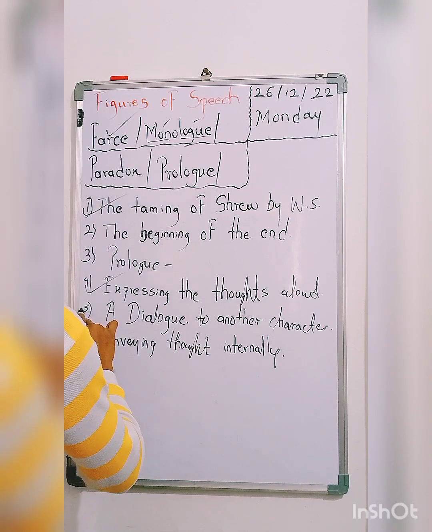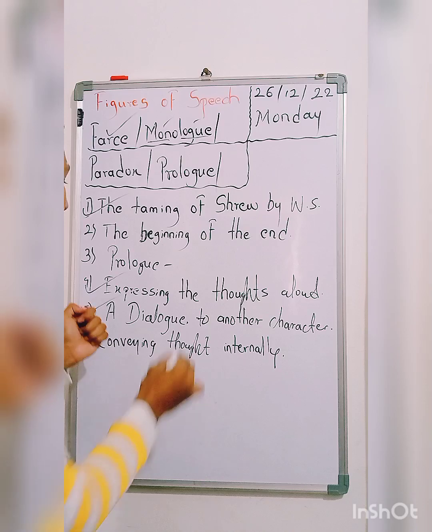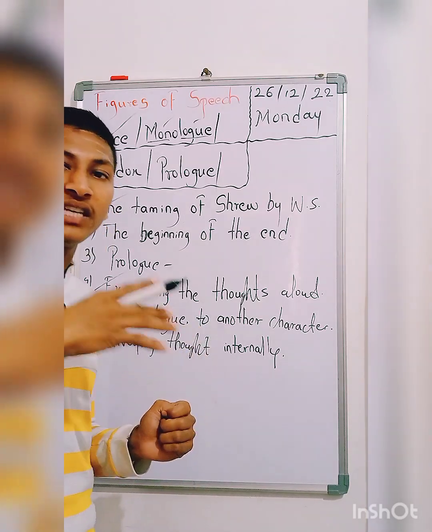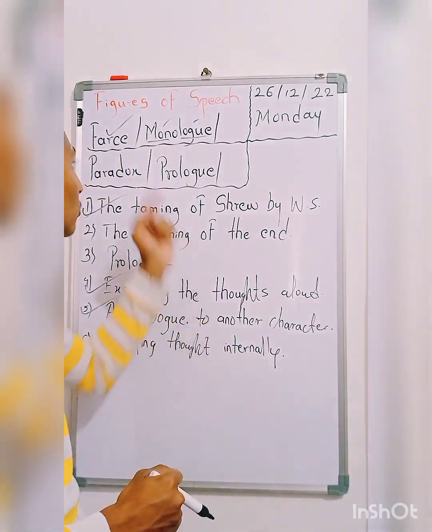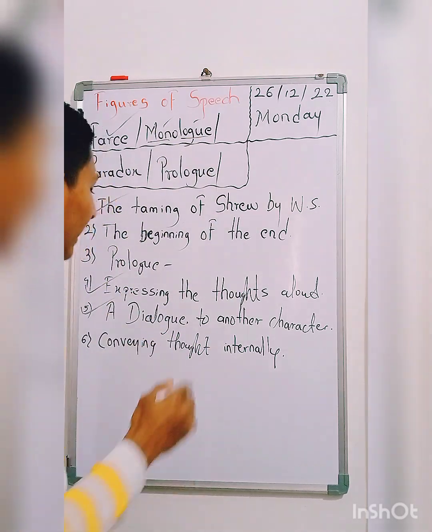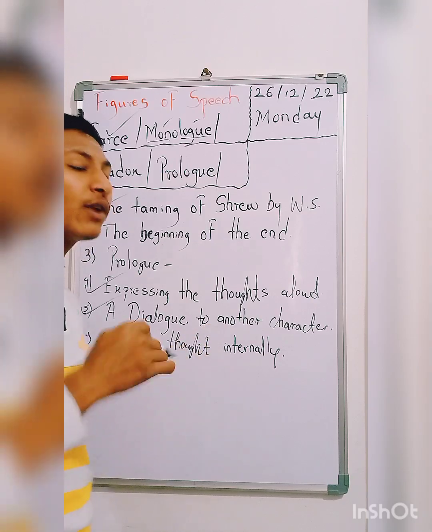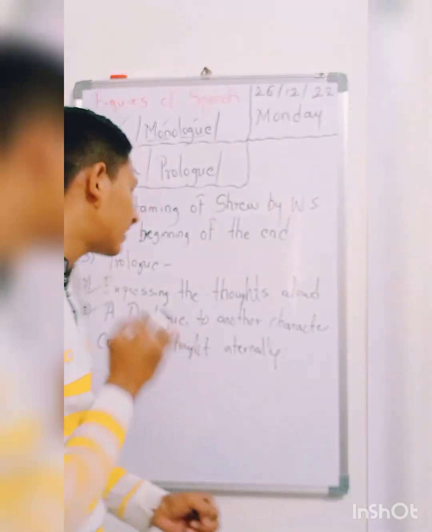The second one is a dialogue to another character, which gives us the hint of dramatic monologue. Dramatic monologue is also a subdivided branch of monologue. Here is its definition: the dialogue conveyed by one character to another character in a drama, that is what we call the dramatic monologue.